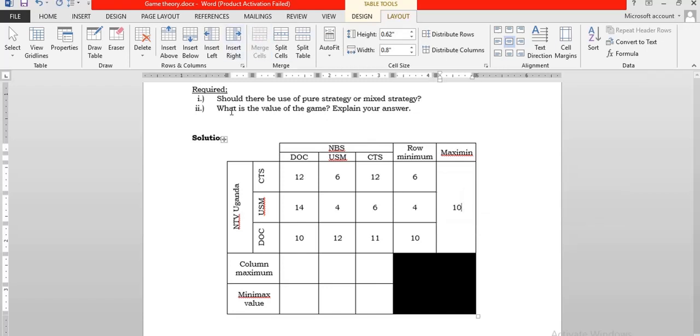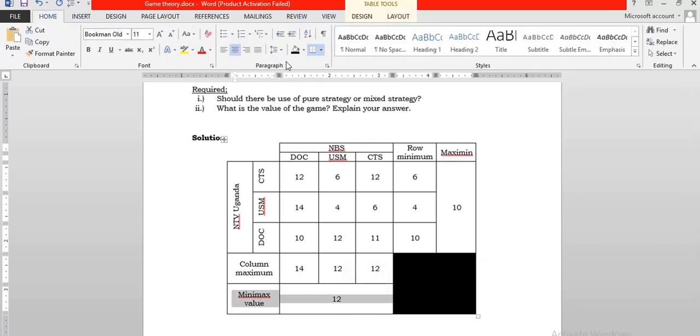Okay, let's go to this other side. The maximum value in the column is 12, 14, 10, which is 14. 6, 4, 12, it is 12. Okay, 12, 6, 11, again it is 12. So we say, okay, now what is the minimum value of the maximum? It's 12.